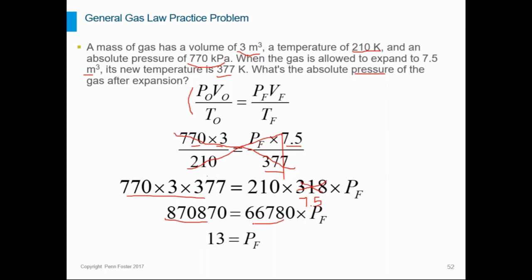So I know it looks like a big scary formula, but it's exactly the same as the other ones. You just fill in all the values except one, you cross multiply, and you solve for that last value.